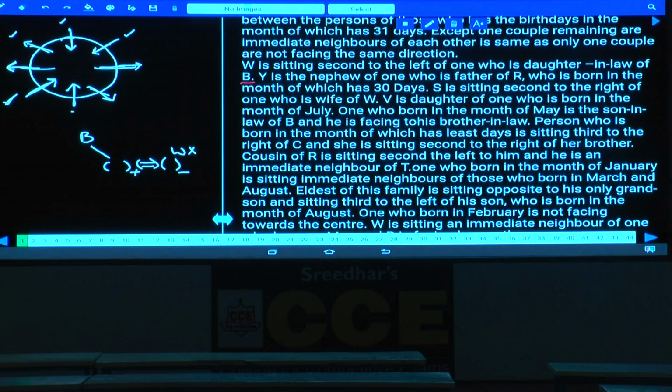The next one: Y is the nephew of the one who is the father of R. This is very, very important information. Y is the nephew. Nephew of whom? Nephew of the person who is the father of R. R's father's nephew is Y. If R's father's nephew is Y, then what about R and Y? R and Y are cousins to each other.